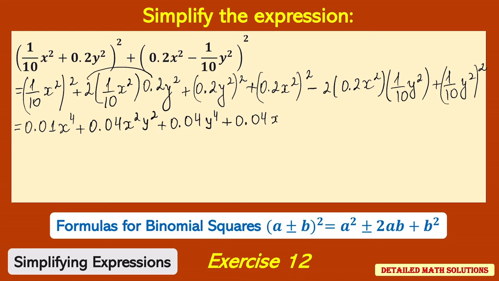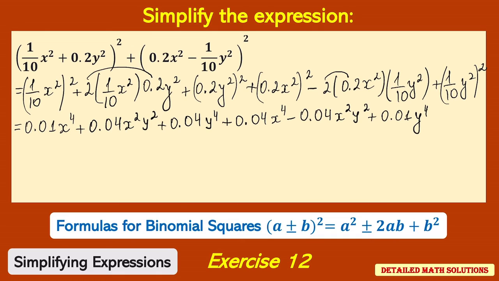0.04 x to the fourth power, minus I have 2 times 0.2, which is 0.4, divided by 10 again. I get 0.04 x squared y squared. Plus, I have 1/10 squared, or 1 over 100, which as a decimal number is 0.01 y to the fourth power.